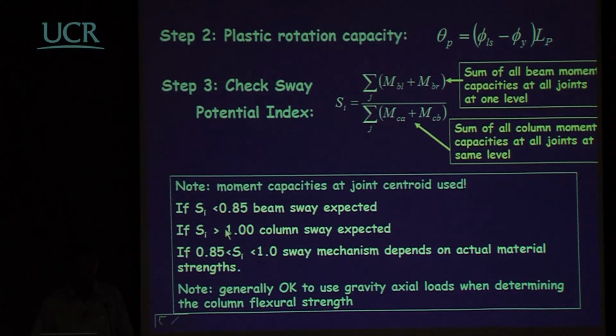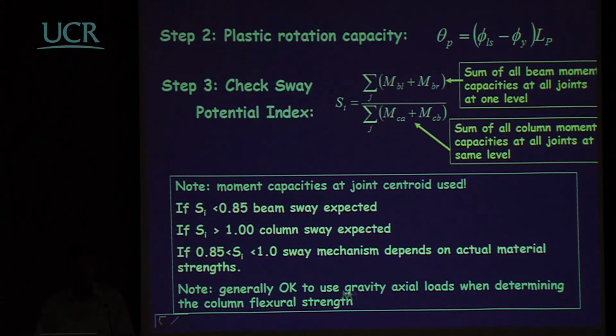In fact, of course, if it's equal to 1, there's perhaps equal probability of each occurring, but we must be conservative and assume that a column sway mechanism occurs. And between these two cases, the sway mechanism will depend on the actual material strengths, and it may be difficult for us to estimate in this fashion itself. And maybe something more sophisticated should be done.